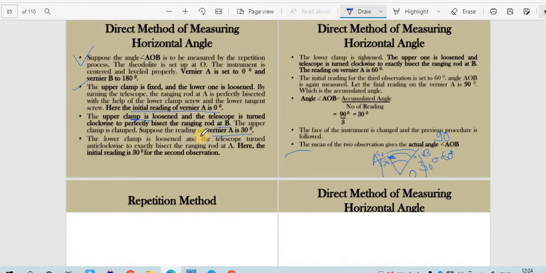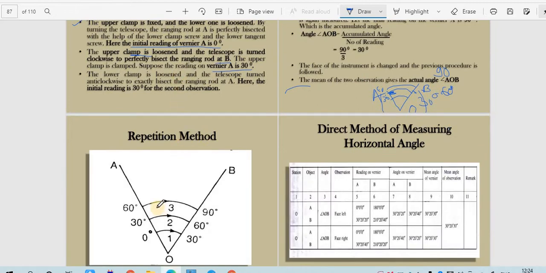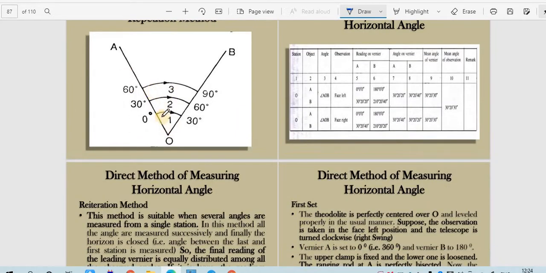Okay, this way at least 3 repetitions are done. You can see over here there is a diagram shown in this. Initially the angle was 0. You have measured the angle, it was coming out to be 30. Then this 30 has been brought back to point A. Then again the angle is measured, and the angle is coming out to be 60. Then you will have to bring this 60 to point A. Okay, then 90. So in this way your repetition method has been done.